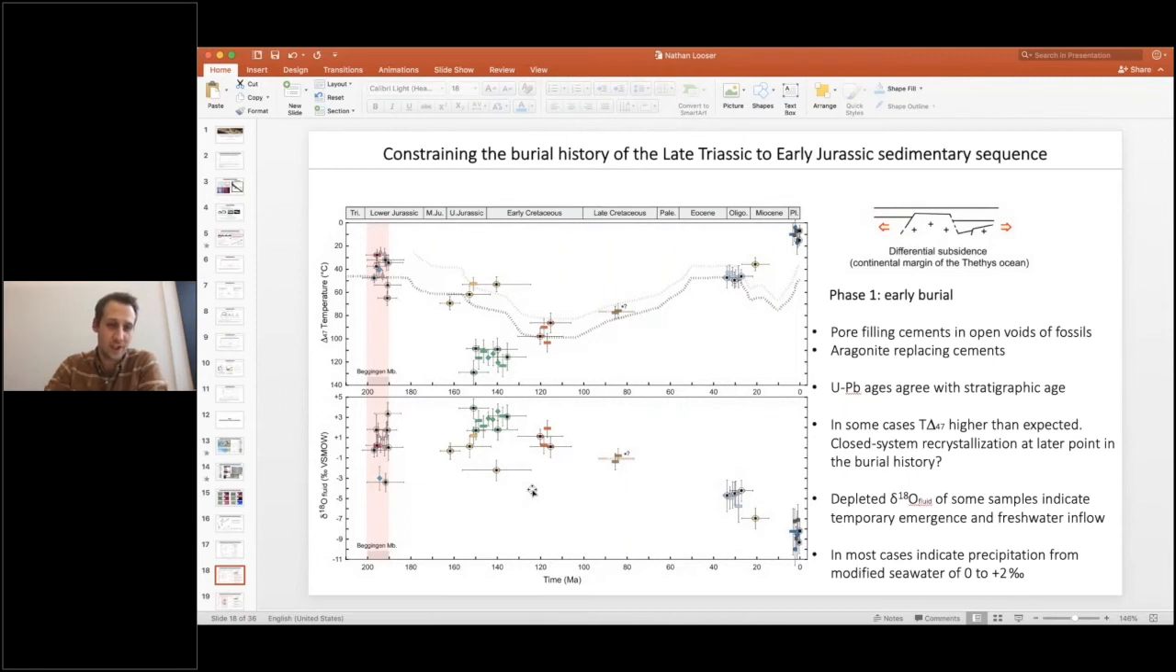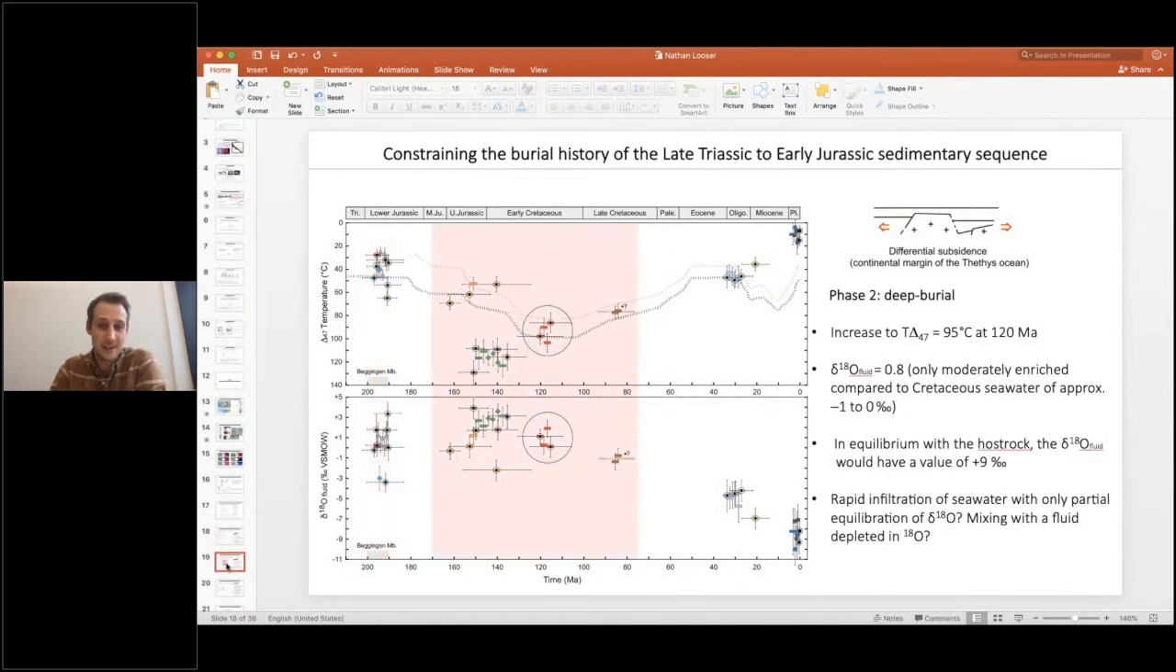Also, the correct uranium-lead ages of these early cements show that you can use uranium-lead dating of early diagenetic phases to constrain the depositional age of a horizon. That is interesting if you want to go back in deep time where you have no biostratigraphy, for example. If you ever have the problem of not knowing how old a stratigraphic horizon is, if you manage to date early diagenetic cements, they will give you, or have the potential to give you, the correct depositional age. Okay, then the second phase is deep burial.